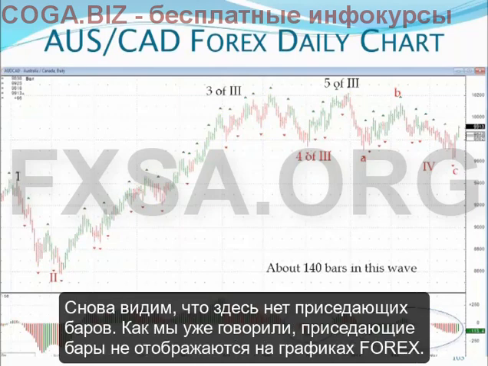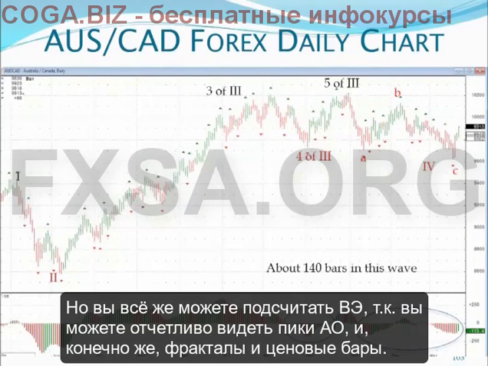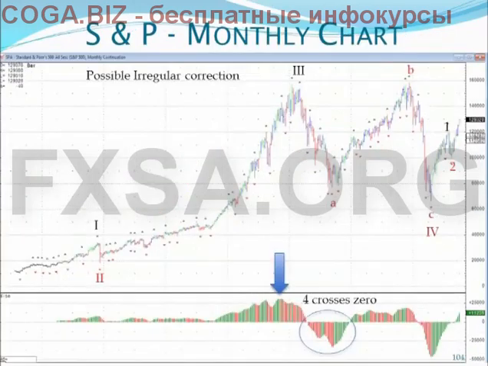Now I know there's no squat bars here. Squat bars, as we said in the last one, do not show up on the Forex chart, so you don't have those little extra bits of help to get you seeing where the end of the trend is going to be or where a turnaround might be. But you still can count the Elliott wave. You can still see the AO perfectly, the peaks, and of course the fractals and the price bars.